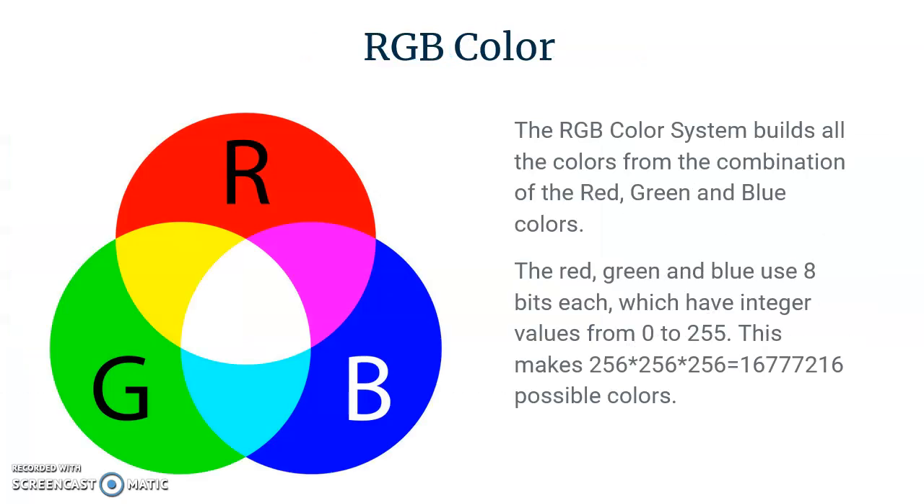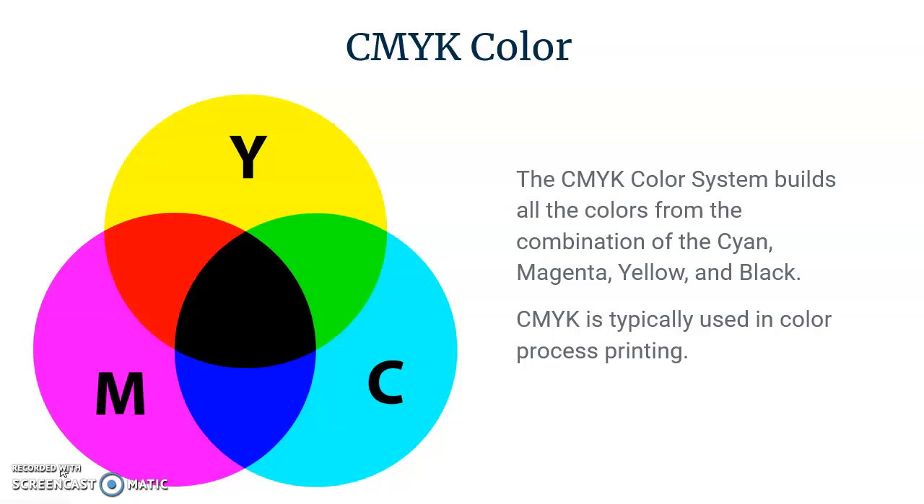RGB color. The RGB color system builds all the colors from the combination of red, green, and blue. The red, green, and blue use 8 bits each, which have integer values from 0 to 255. It makes a whole lot of colors pretty much. Next we have the CMYK color system.